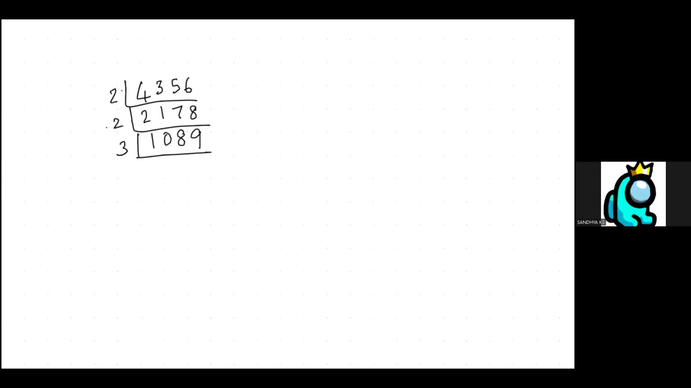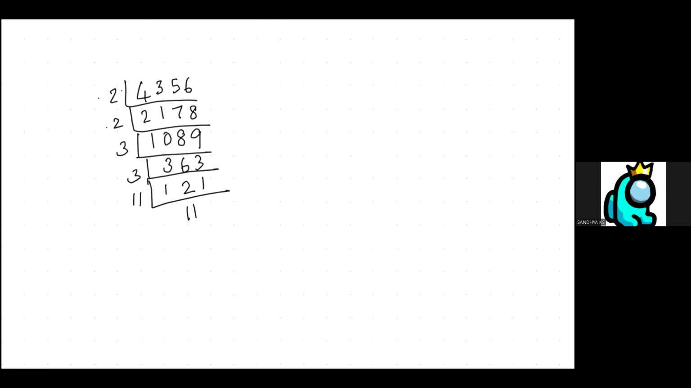3 3s are 9. Then 6 3s are 18, 3 3s are 9. Again, it is divisible by 3. 1 3 is 3, 2 3s are 6, 1 3 is 3. Again, 121. With what number? It is divisible by 11. So 11 11s are 121.